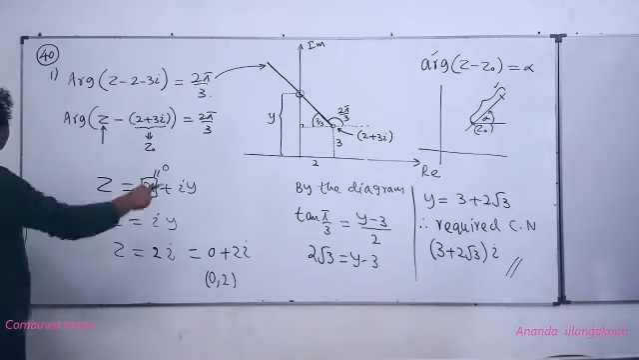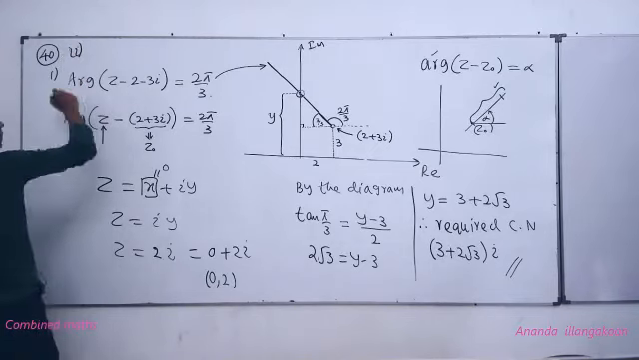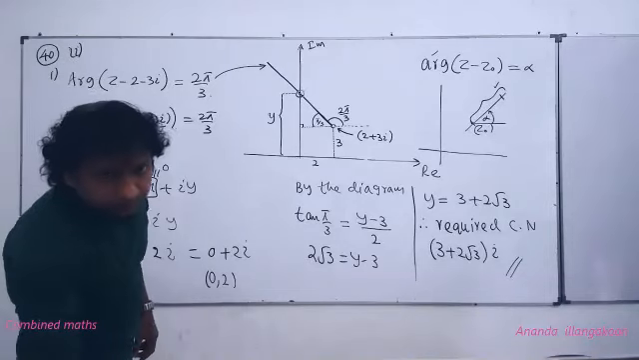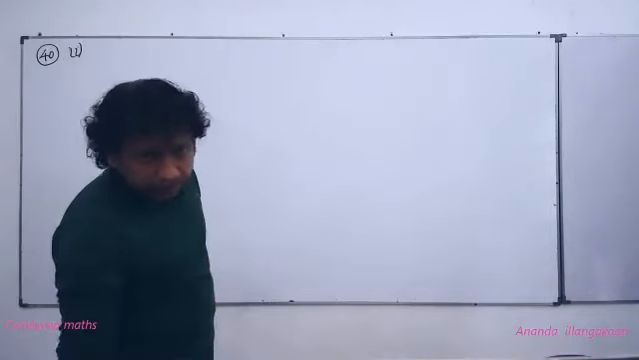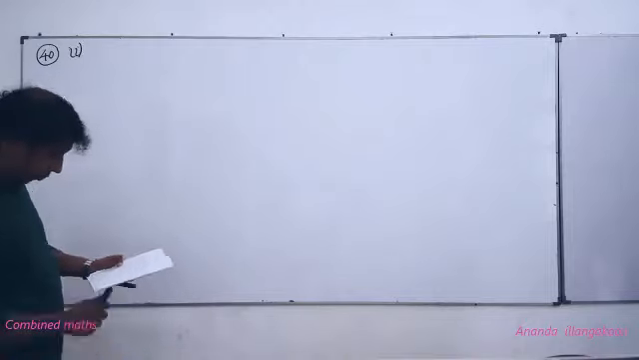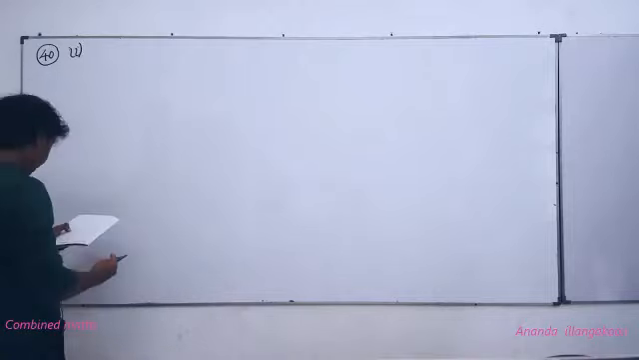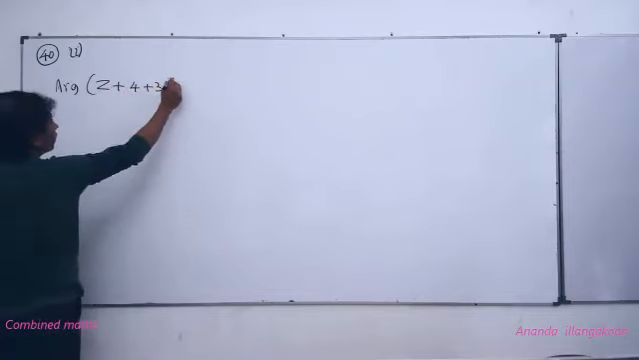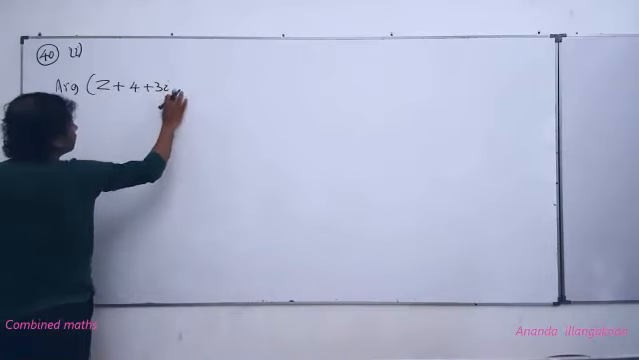Right, take the second part, people. I'll give 2 minutes. Just think and take the answer. Second part is this. Find the locus of z moving such that arg of z plus 4 plus 3i equals pi by 6.